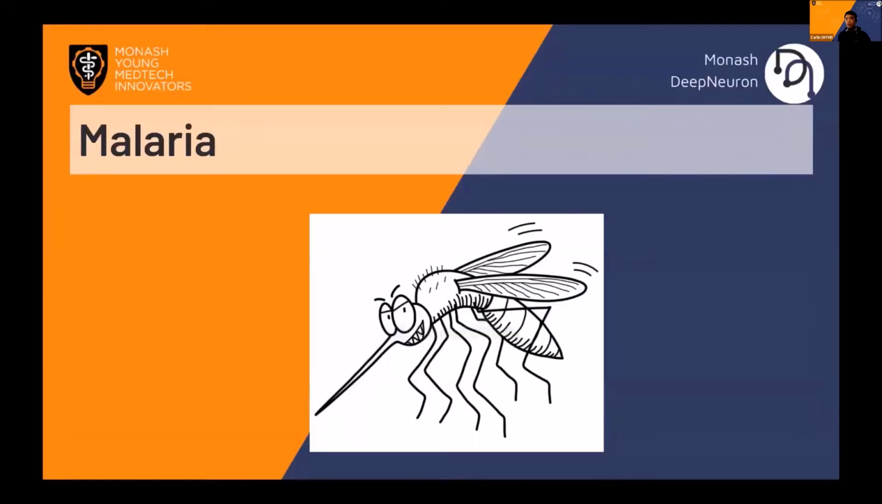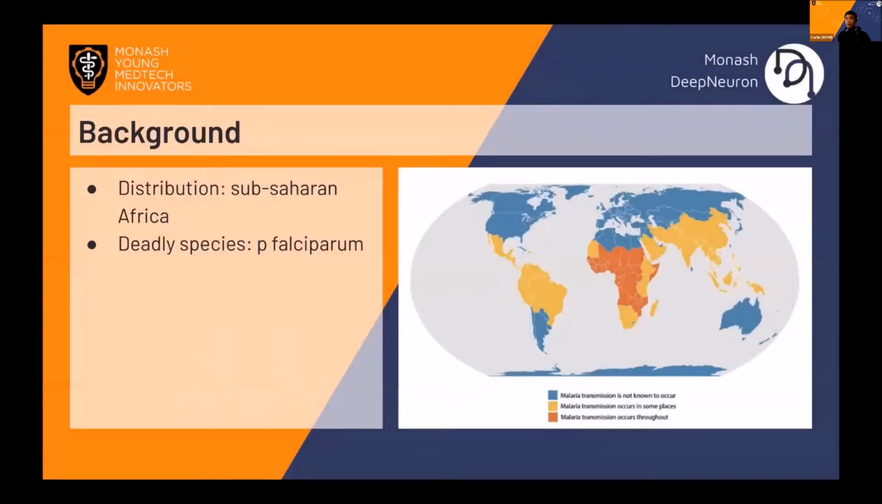I'll also be talking a bit about malaria as well, since the next few workshops will have an emphasis on this disease. So a bit of background first. Malaria is a mosquito-borne disease that is most commonly found in sub-Saharan Africa. As you can see on the map, it's the orange section. There are many different species of mosquito, but the one that we worry about most is P. falciparum, as this is the most deadly species.